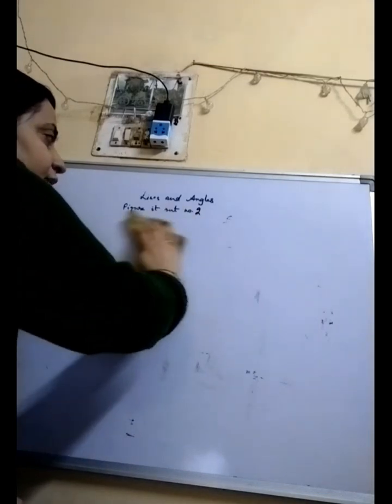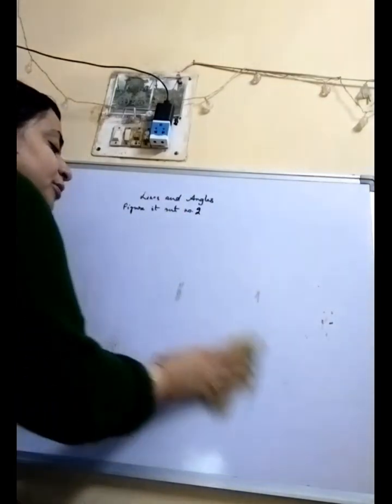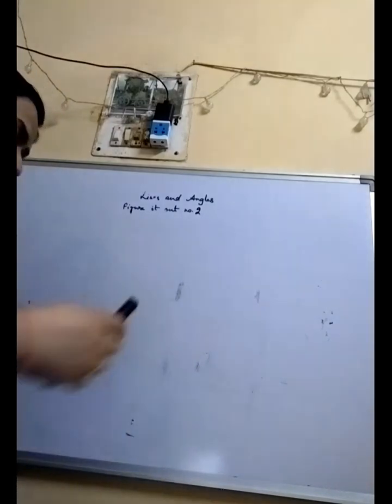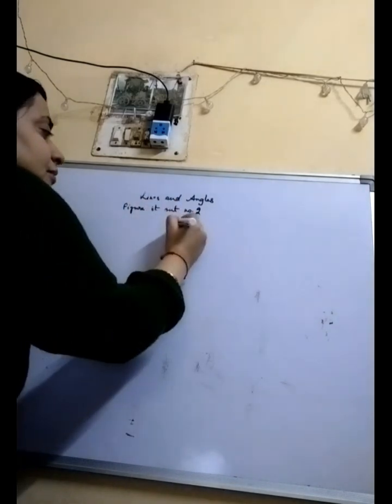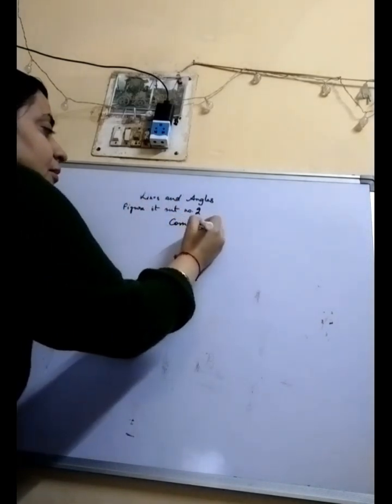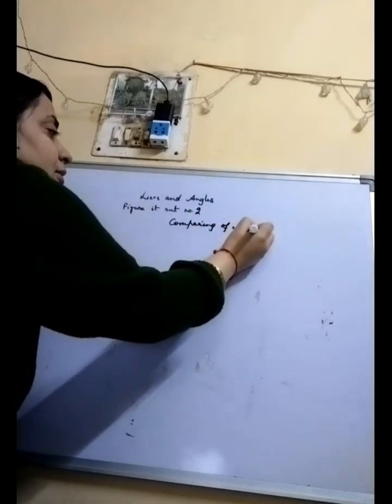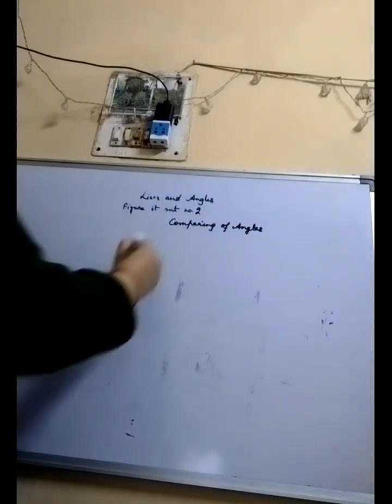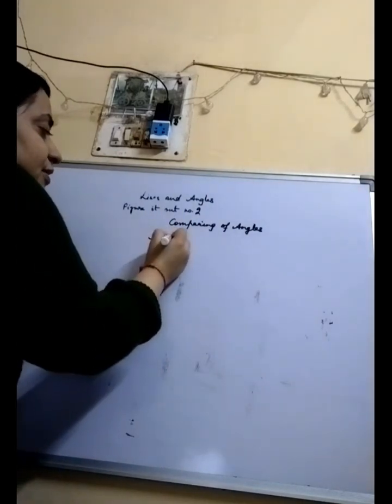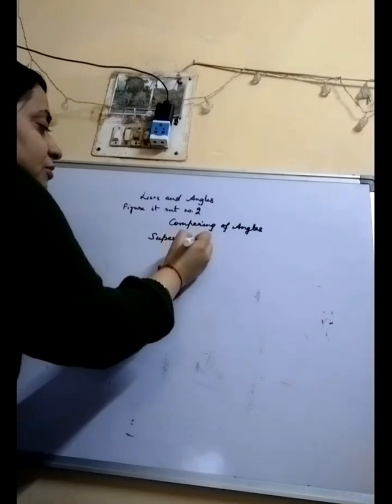So you will be given two or more angles and you have to compare these angles, how the angles are larger or smaller than each other. So the method that we use for comparing angles, the first method, is called superimposition.